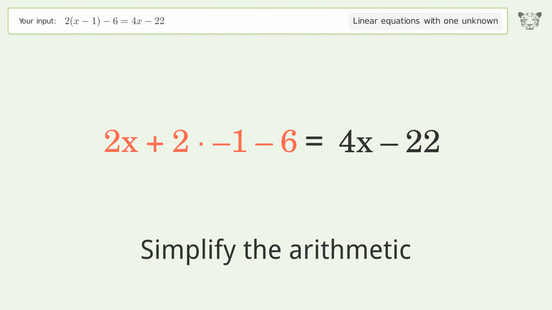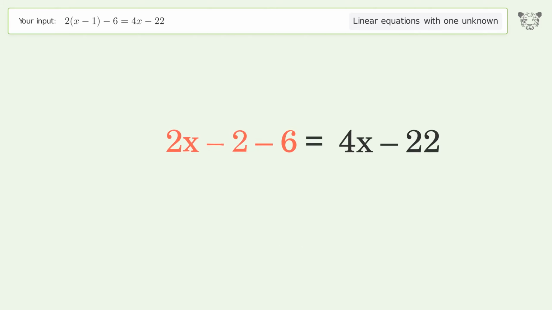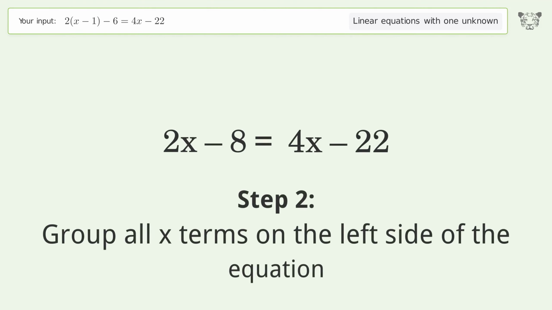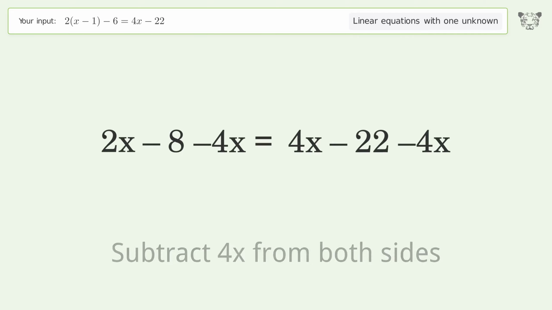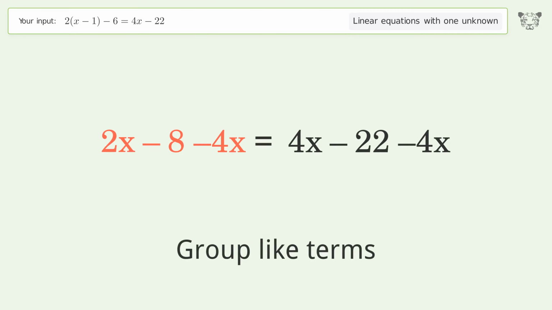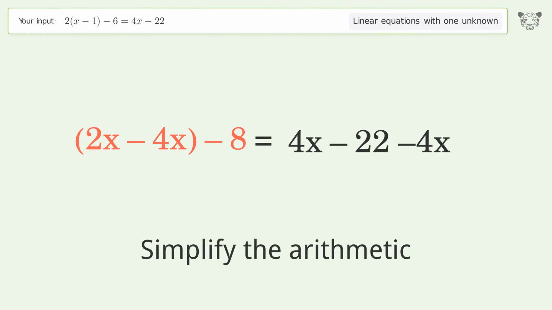Simplify the arithmetic. Group all x terms on the left side of the equation. Subtract 4x from both sides. Group like terms. Simplify the arithmetic.